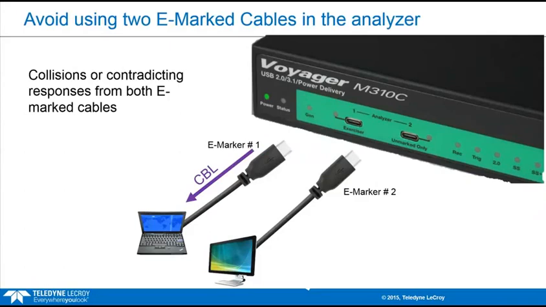But both cables will receive the same message and respond. So you can have collisions or even contradicting responses as both cables reply to the same command. This could confuse the system because, well, there's not supposed to be two marked cables in the link.